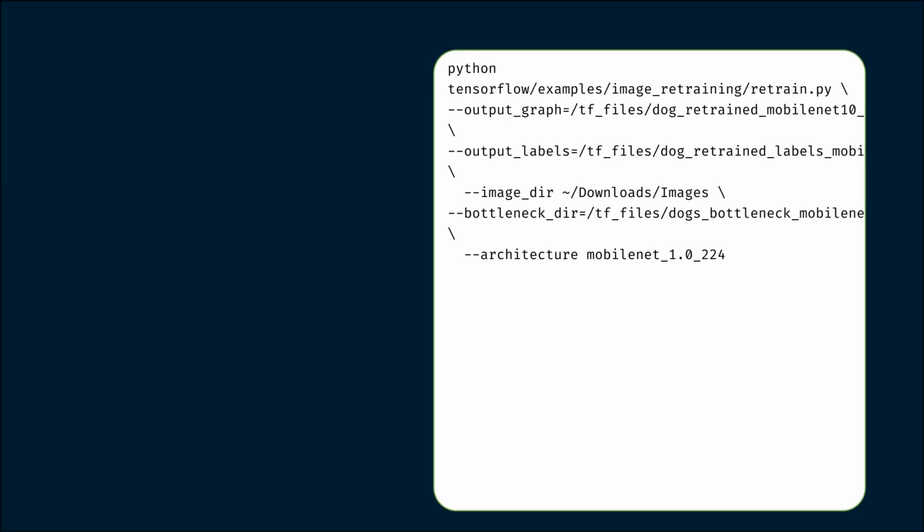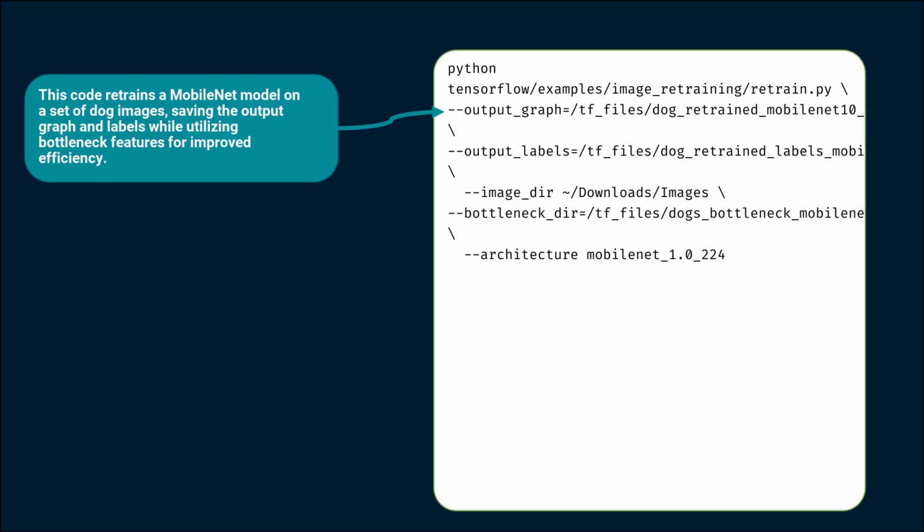Now let's see how we can retrain a Mobilenet model using TensorFlow's Retrain script. This command initiates the retraining process by specifying the output for the new model and labels, directing the script to the folder containing the images for training. The output graph flag specifies where to save the retrained model, while the output labels flag saves the corresponding labels for the model's outputs. Next, the image dir option points to the location of your input images, ensuring the model has the necessary data to learn from.